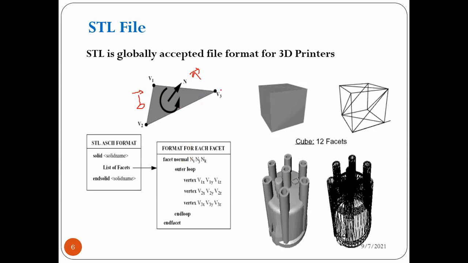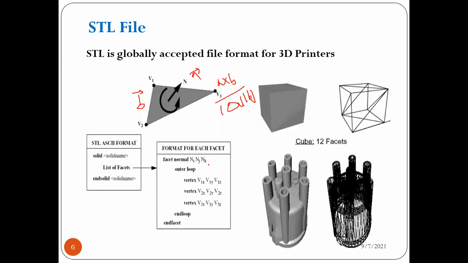The formula is A cross B. Using this formula, we calculate the facet normal. Like that, each triangle is represented with three vertices and one facet normal. The facet normal always rotates in the anti-clockwise direction and moves from the inside to the outside. This is the representation of the STL file.